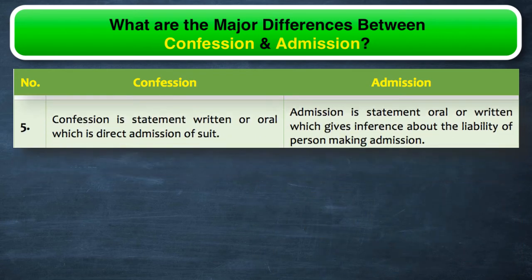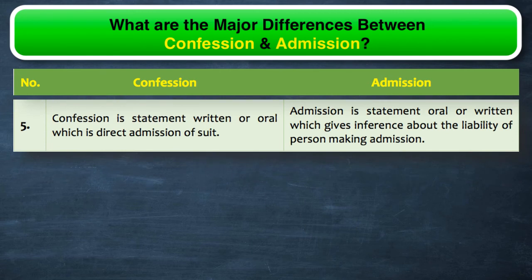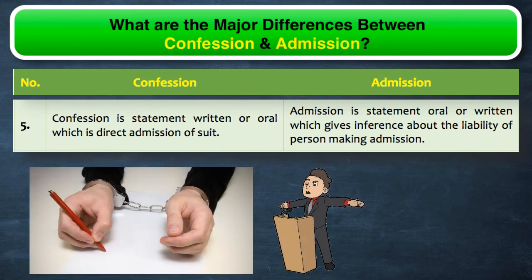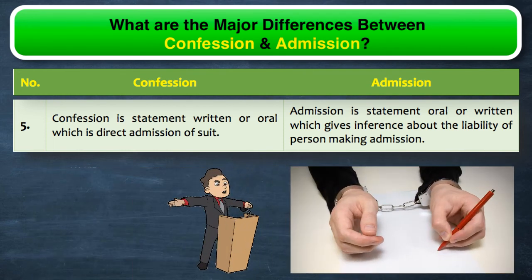The last difference is that confession is a statement, written or oral, which is a direct admission of the suit. So confession could be in any form, whether written or oral. Admission is also a statement, oral or written. So this is a similarity. On the other hand, admission is a statement, oral or written, which gives inference about the liability of the person making the admission.